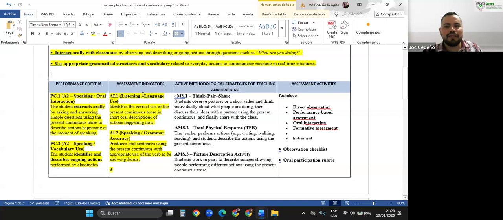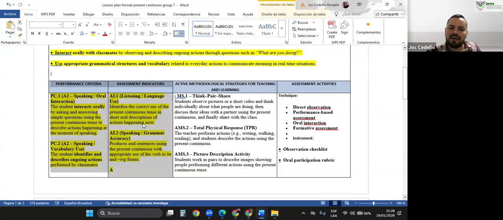in the curriculum. Remember that this is taken from the English curriculum, it is not invented. No, this comes from the English curriculum. That curriculum is already made, it's just copy-paste. You have to see which of these performance criteria and assessment indicator match with your class, but don't put information here that is not from the curriculum.